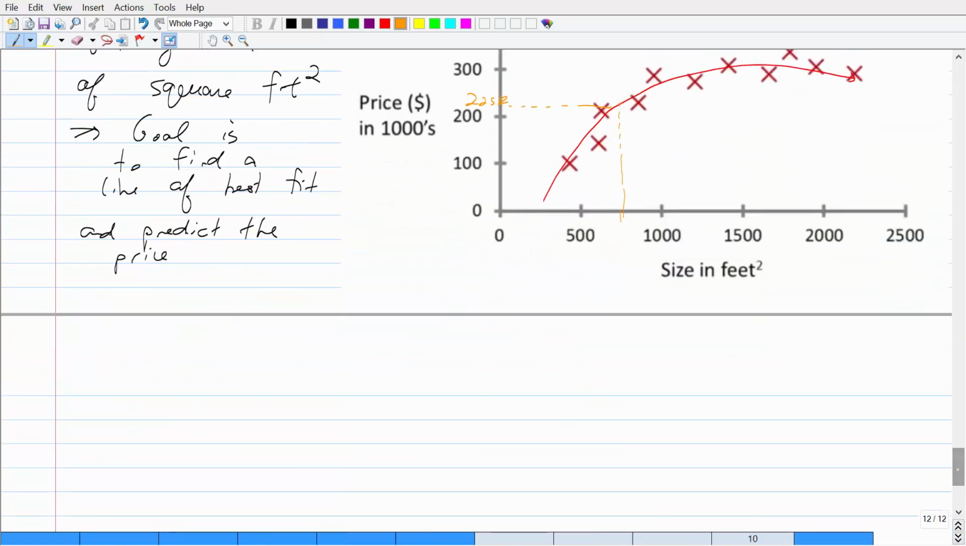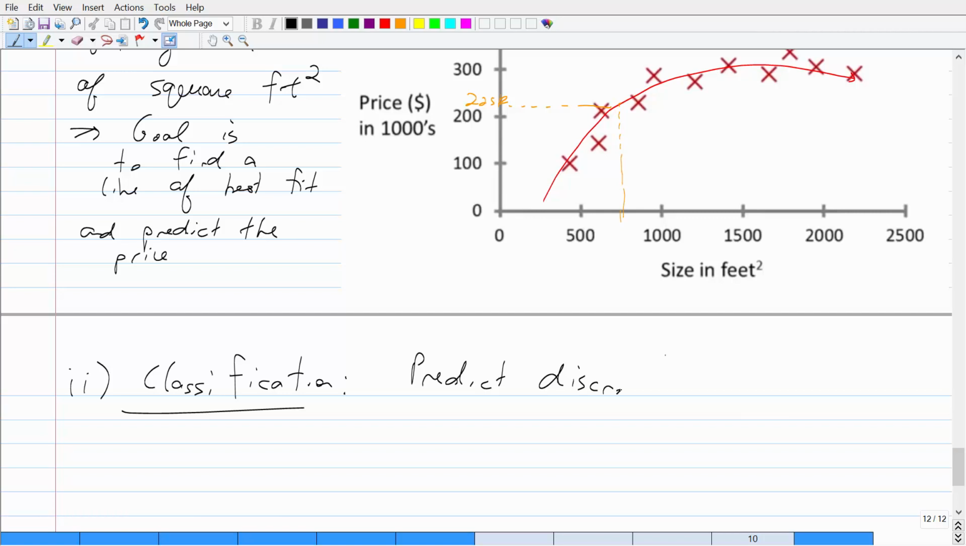Okay. So that's regression, and then classification is used a lot more. So we're going to cover that now. Okay. So the goal of classification is to predict discrete valued outputs. So that's the difference between regression and classification. One is continuous and the other is discrete. All right?